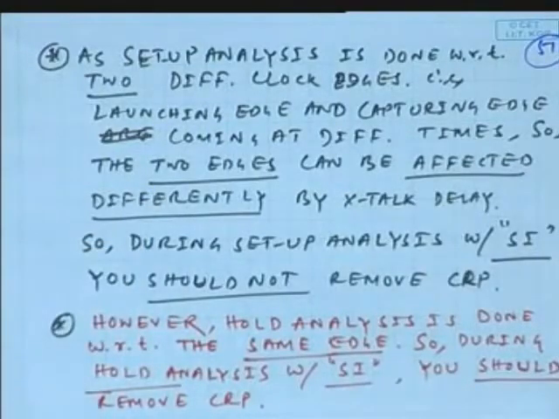But for hold analysis, we are analyzing with the same edge. The first one, the launching flop, is affected by the second edge, and that is getting affected. And here also I am capturing the data with the same edge, right? Hold analysis we generally do with the same edge, and setup analysis with a different edge. So that's why for hold analysis you can still remove the CRP.